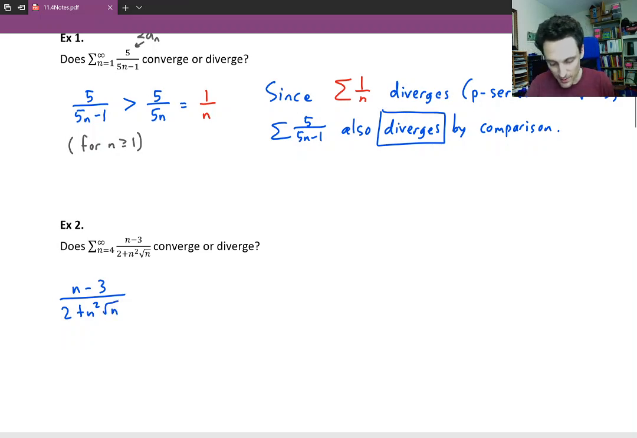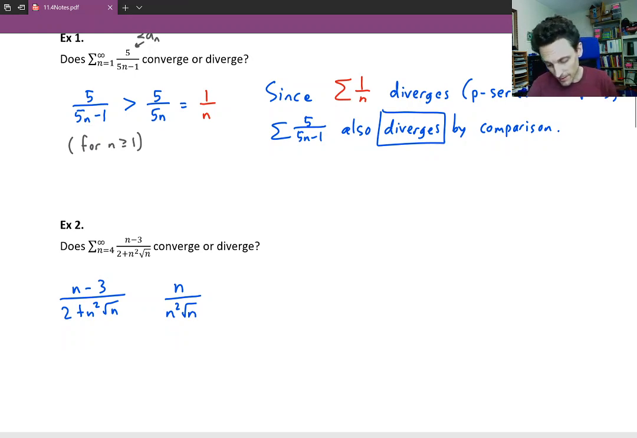And by the way, this is a square. This is n squared. This is not like an index of 2. Sometimes it's a little hard to tell, but usually we wouldn't write an index of 2 anyway, so that's one of the giveaways. Well, let's look at the leading term of the top, the leading term of the bottom, which is that n squared square root of n.